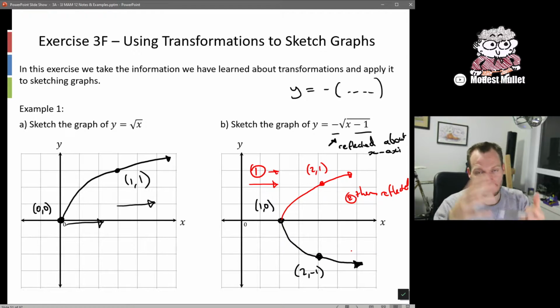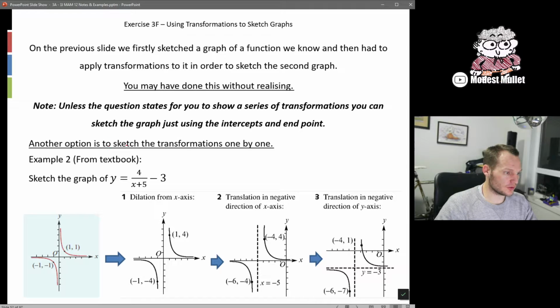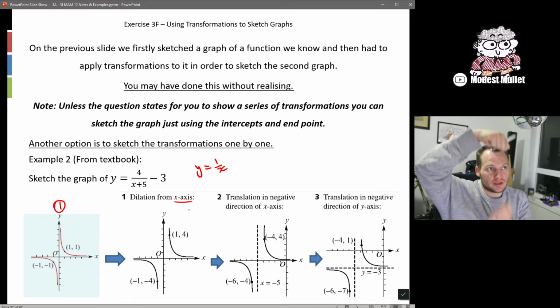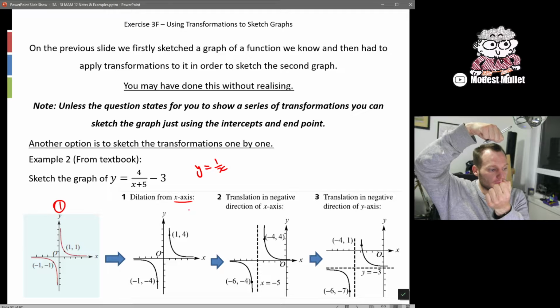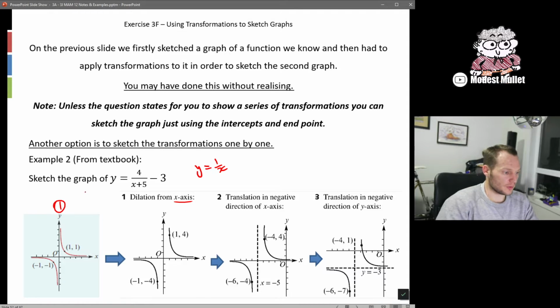If we think of doing those things to the shape, then we can break down a problem like it shows down here. y equals 4 on x plus 5 minus 3 starts as y equals 1 on x, which is here. We then dilate from the x-axis, so we're stretching the graph up away from the x-axis. So that point 1, 1 now becomes 1, 4 because we've dilated by a factor of 4.